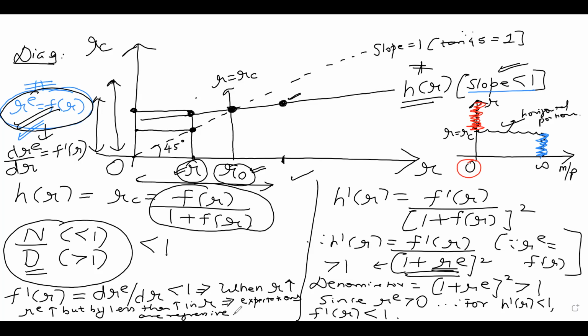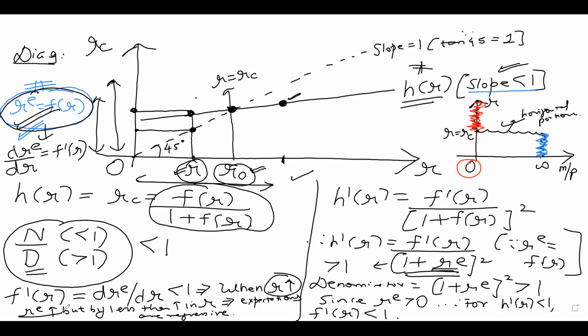This is another way of saying expectations are regressive, because when r goes up, re goes up, but by less than the increase in r. That means when the actual market rate of return today goes up, individuals are going to increase their expectations, but by less than the actual. That is why the expectations are regressive, because your expected r is moving up slowly as compared to the actual increase in r.